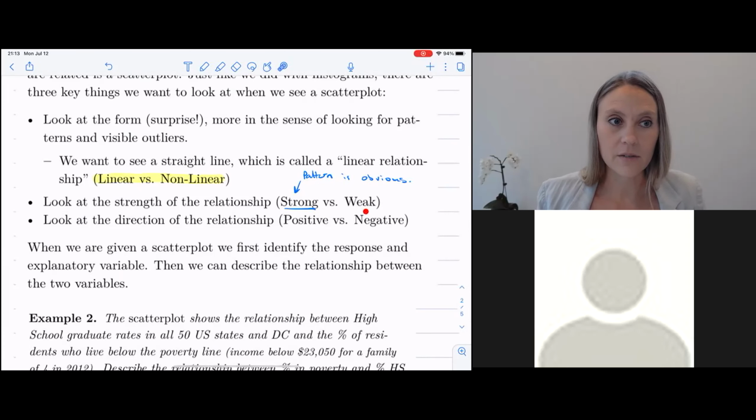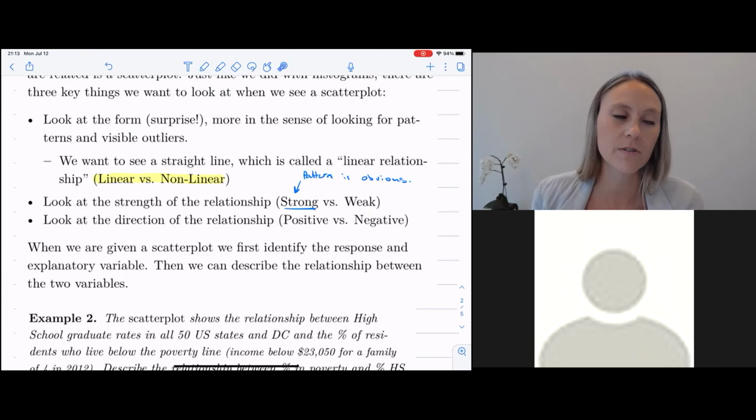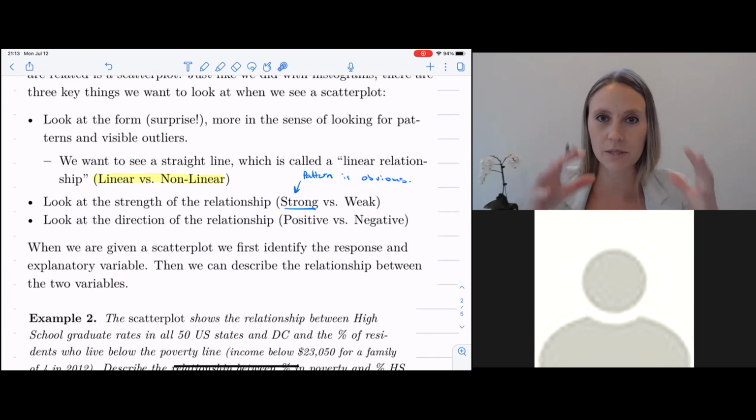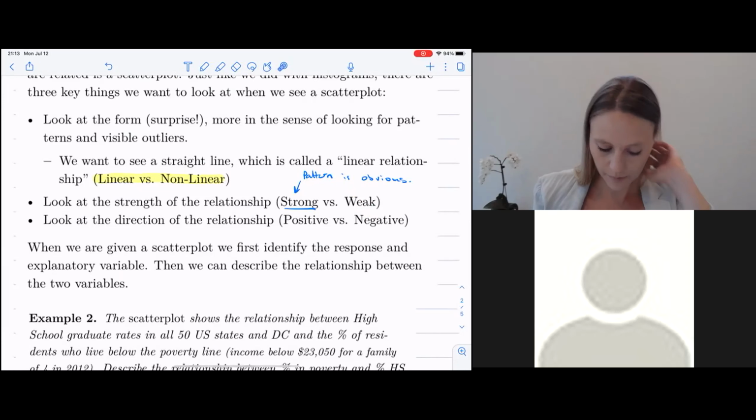Whereas, if we have a weak relationship, then you might have a hard time seeing any sort of pattern, right? Could you fit a straight line to it? Could you fit a curve to it, right? Maybe it doesn't matter because you've just got a cloud of data. That would be a weak relationship.